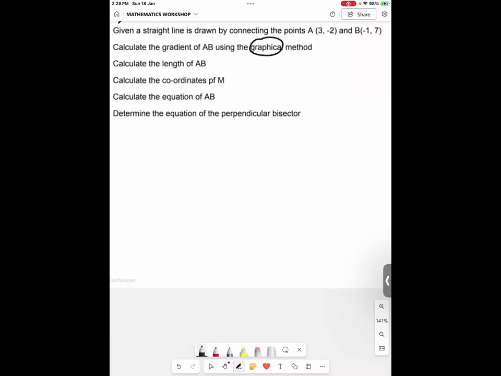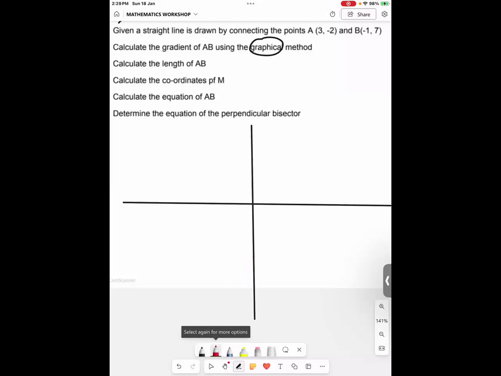So the mere fact that it's a graphical method means that we're going to have to do some sort of sketch. Now, I'm going to assume that you guys don't have access to a graph paper at the moment, but if you do, you can go ahead and replicate what I'm doing. So I'm going to sketch a little graph, right? That's my y-axis. And this is my x-axis, all right?